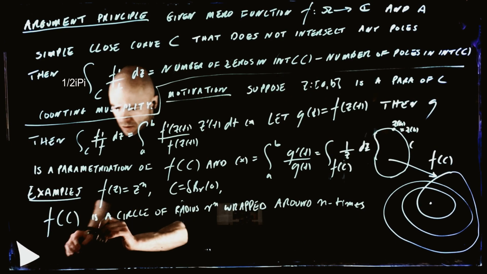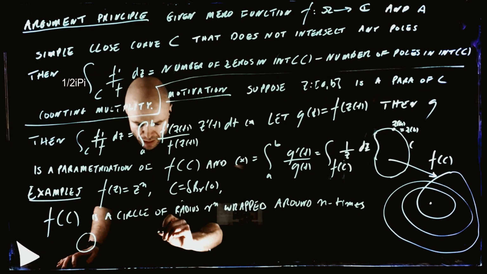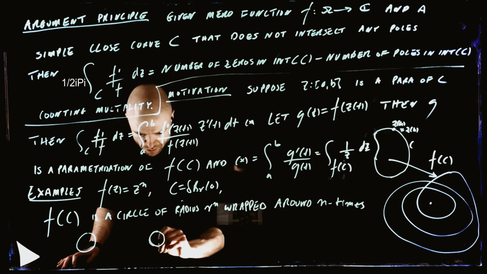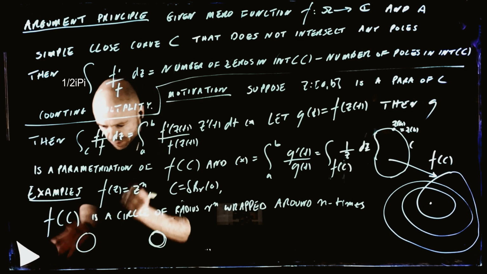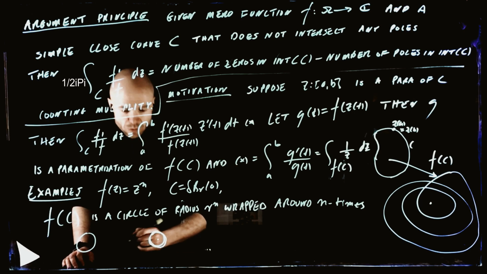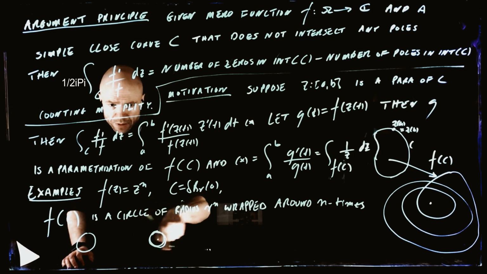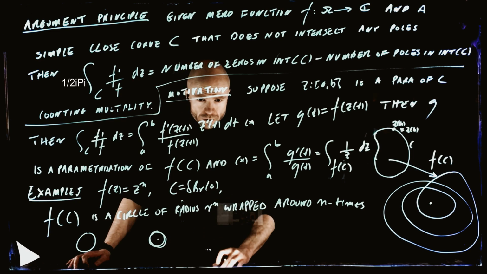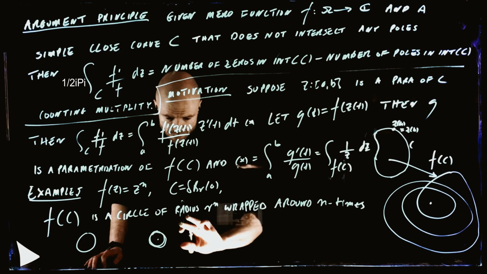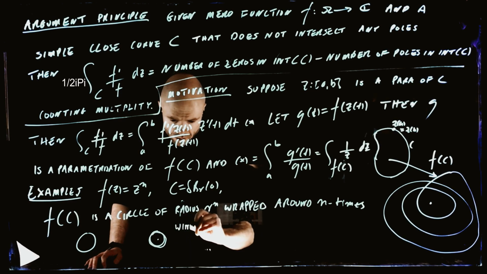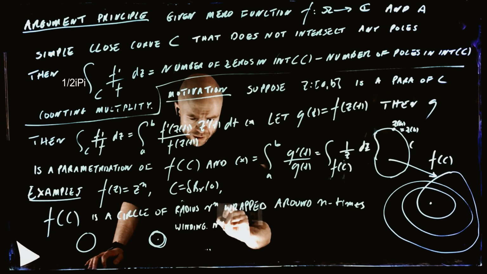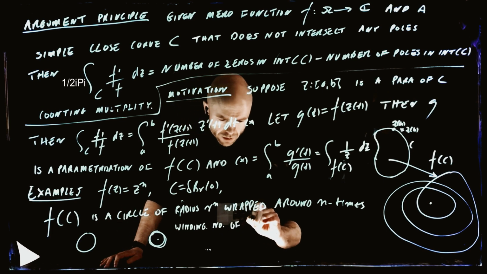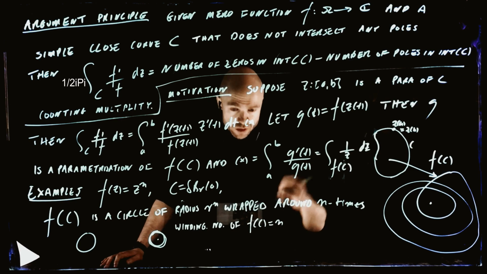So let's see if we believe the statement of the theorem in this case. This is the circle in the domain, this is the circle in the image, and I can't draw it wrapping around n times, but you know what I'm trying to do. And what is the winding number? The winding number of the image of the circle is clearly n, because we're wrapping around n times. Thumbs up if you're with me here.